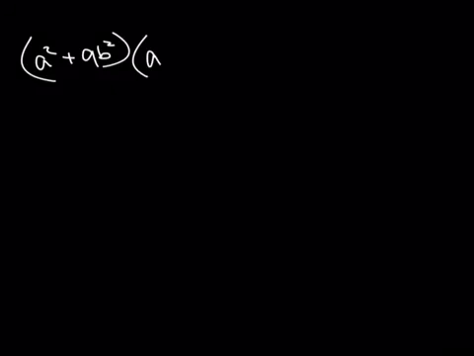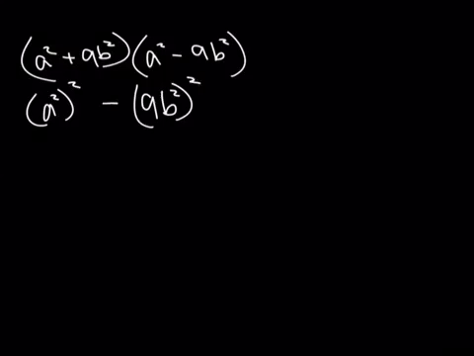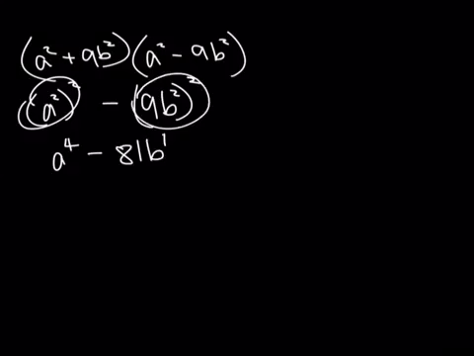Okay, so let's do 52. Let's start that over. A squared plus 9b squared times a squared minus 9b squared. Because the letters and everything are the same, just the signs are different, I can square the first term, square the second term, and put a minus sign. So that squared, this squared, and that being said, you should be done with that one.